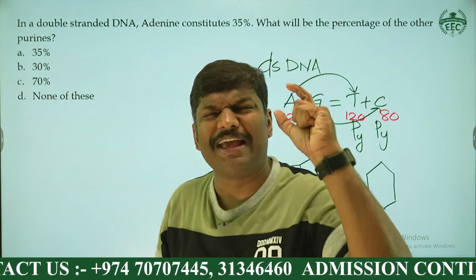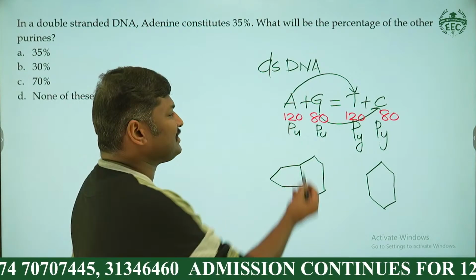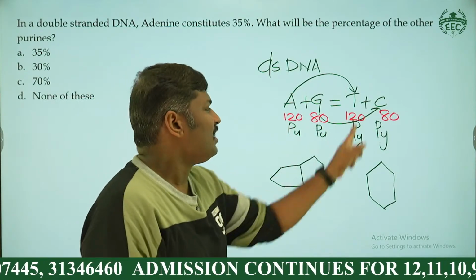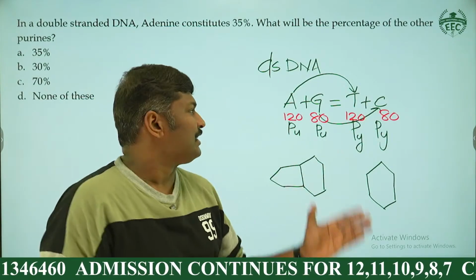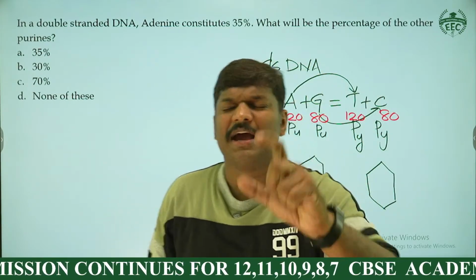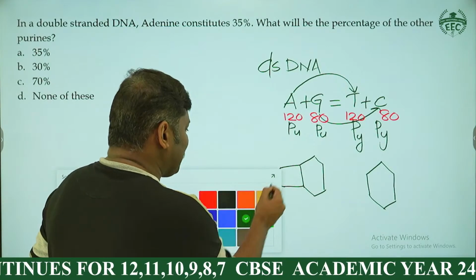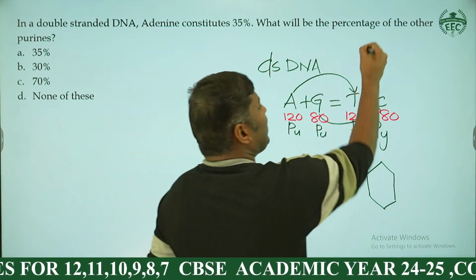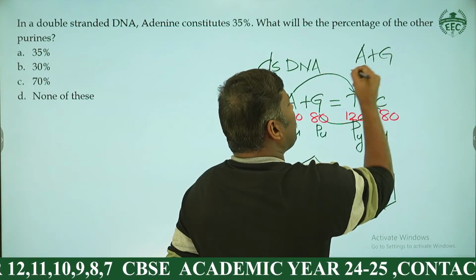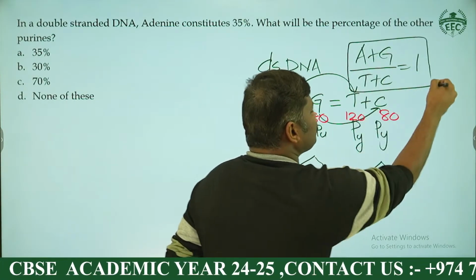It is applicable only in double stranded DNA, my dear students. And here you can see, easily you can say 120 plus 80, 200, 120 plus 80, 200. So that's why A plus G is equal to T plus C is the first rule given by Erwin Chargaff, textbook content. And at the same time, there is one more rule, my dear student. It is A plus G by T plus C is always equal to 1. This is also given in your textbook.